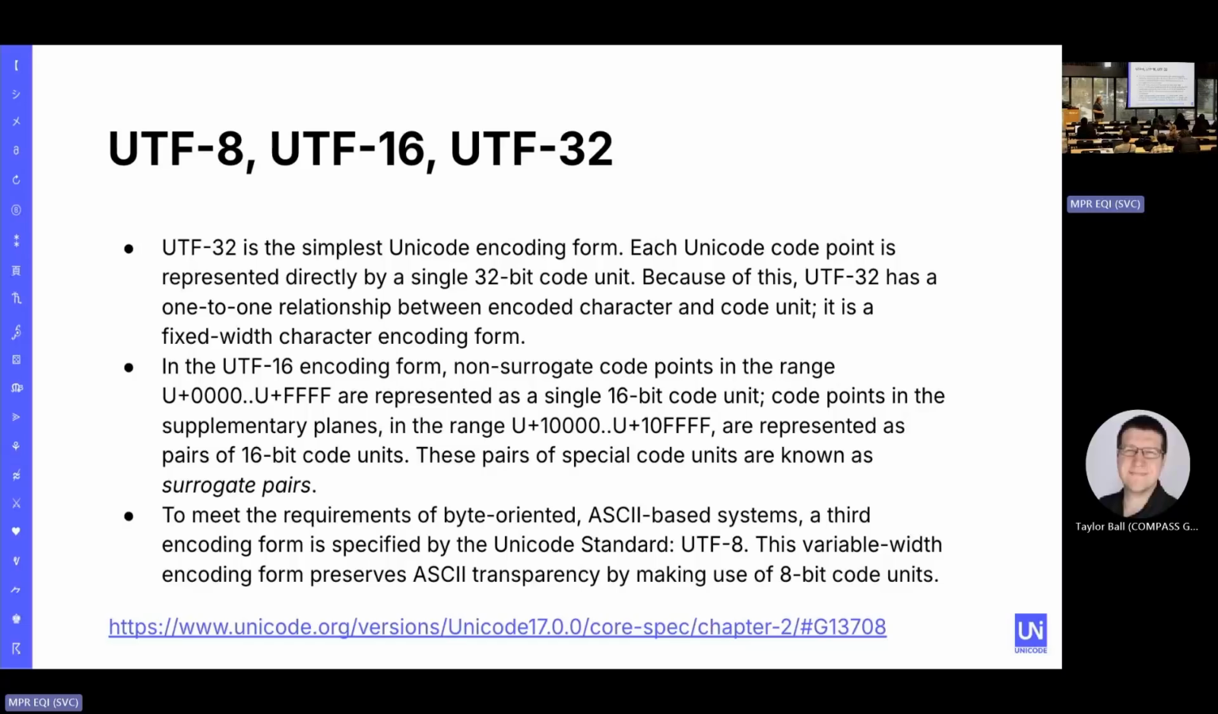And then finally, the most common that you see in web development, because it allows for transparency and interoperability with ASCII byte standard encodings, is UTF-8, which is a variable width encoding, which preserves ASCII transparency by making use of 8-bit code units. And the way it works is you have what are called leading bits and trailing bits that explain that this character is actually made up of 4 bytes, and this is the first byte, this is the second byte, this is the third byte, and this is the actual information that defines the character code points.